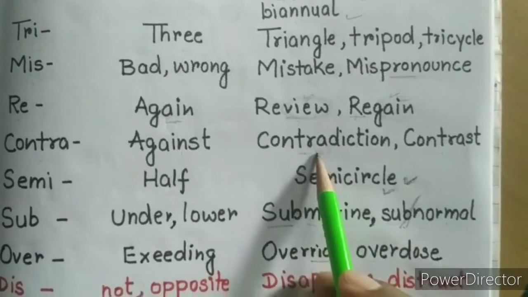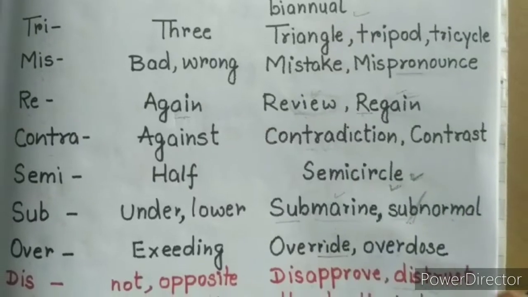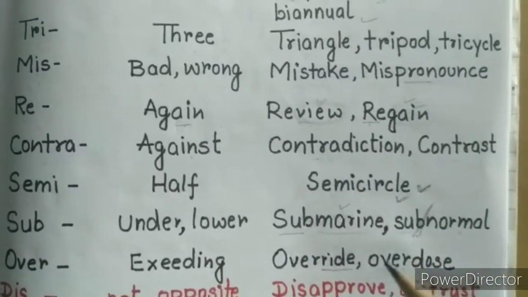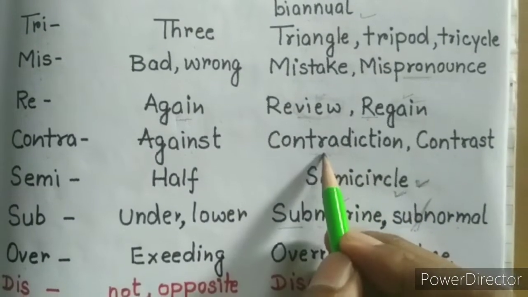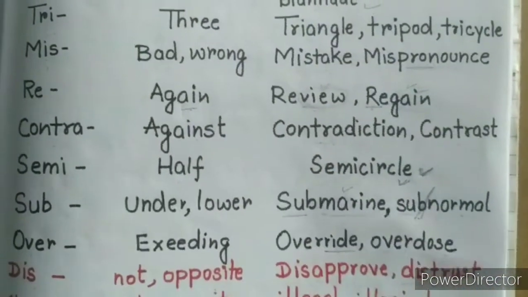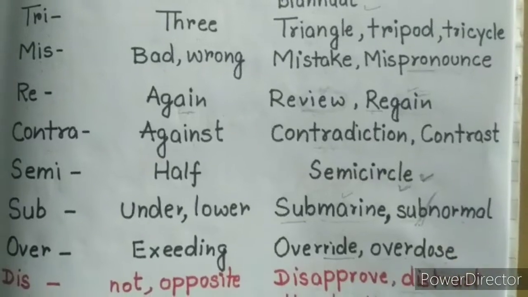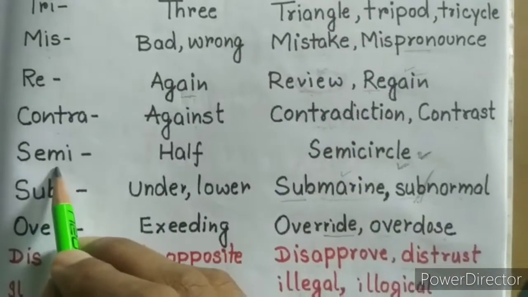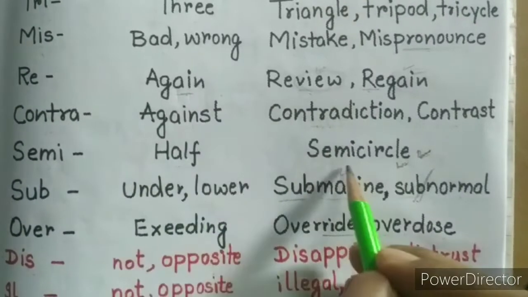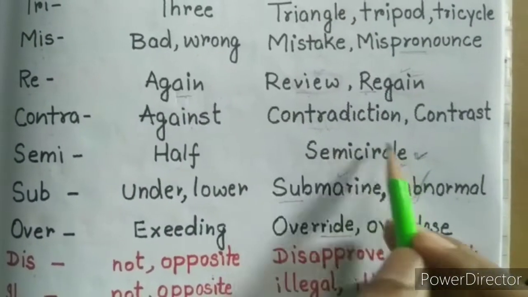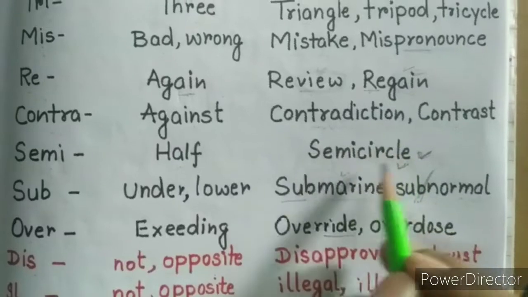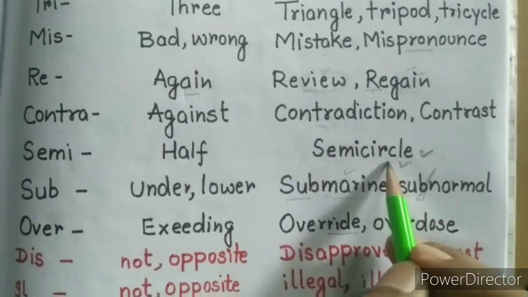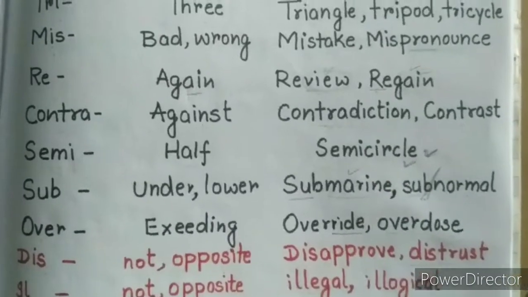So contradiction, say for example, his latest statement is a contradiction to his earlier ones. That means he said something different the last time around, now he is saying something different, so that will be a contradiction. Next is semi, refers to half, semicircle. You must have come across this word semicircle in your math book, right? Semicircle, so that is half of a circle.